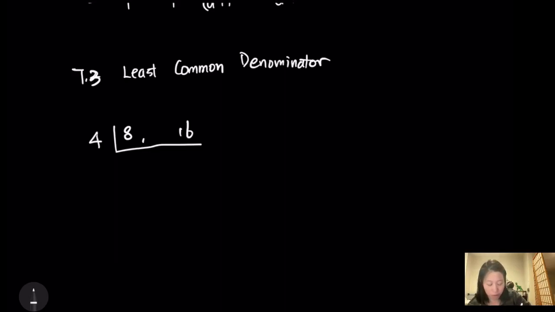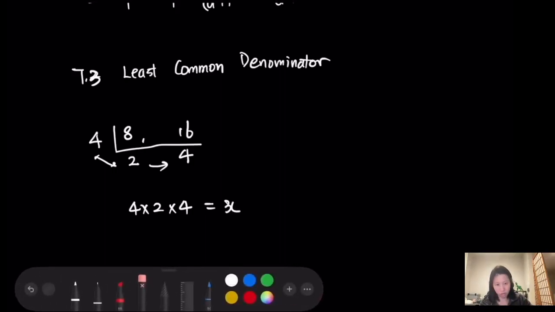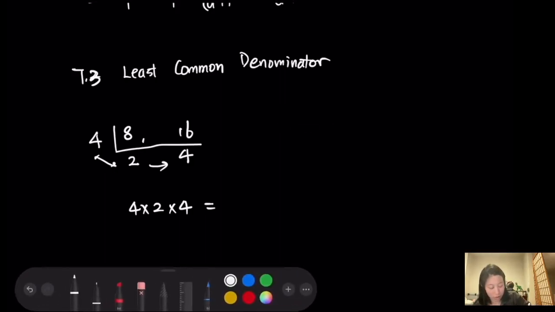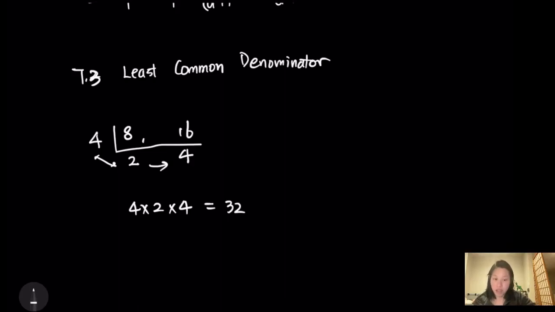After you factor it out, 8 divided by 4, I have a 2 left. 16 divided by 4, I have 4 left. And then I multiply all of these elements together. I have 4 times 2 times 4. I got 13.2. Oh, did I get it right? 8 times 4... Which is, yes, 13.2. So that means the least common denominator is going to be 13.2.